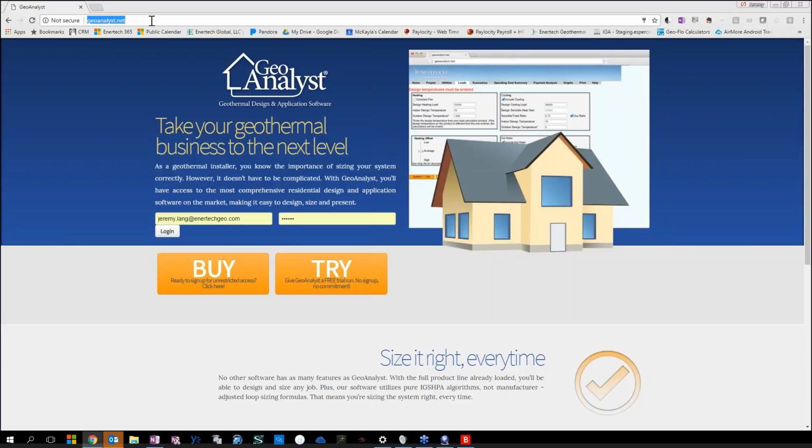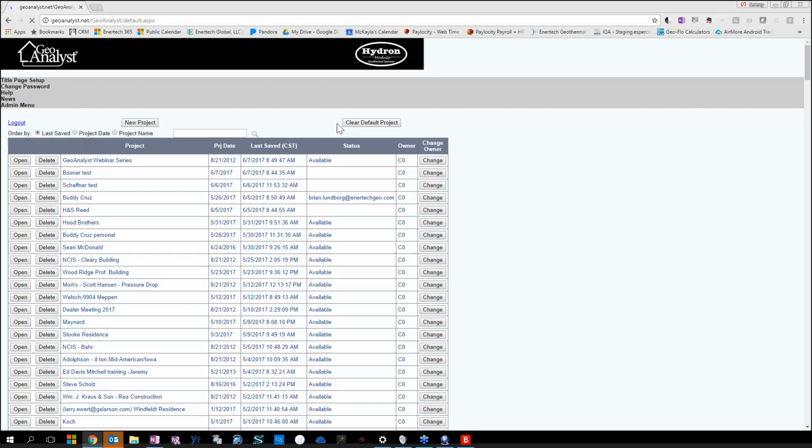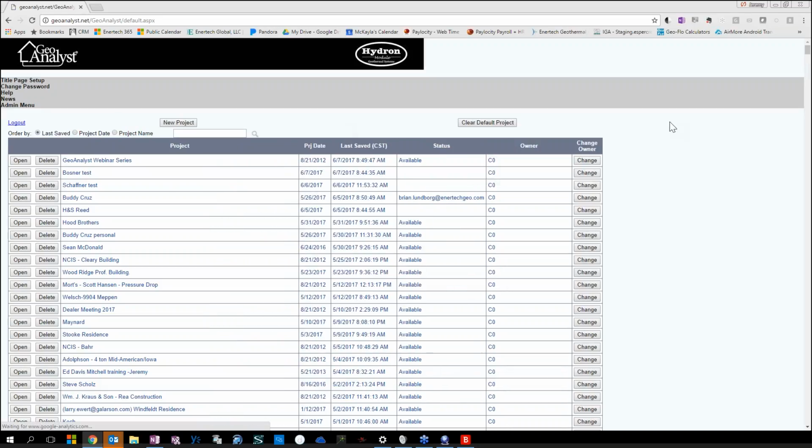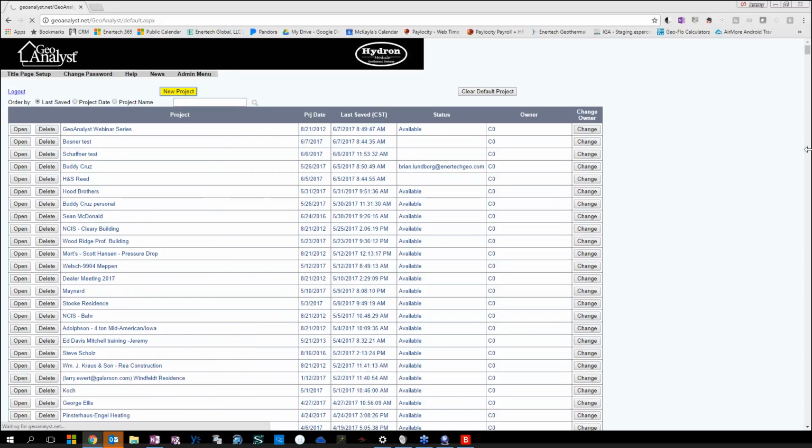GeoAnalyst is our energy analysis program, and it's available at geoanalyst.net. You can purchase the program or try the program, and we're going to go ahead and just get logged in here. The first step to doing the GeoAnalyst report is a manual J load calculation. So this program does not do load calculations. This program is only for energy analysis or system selection, basically a simulator for the operation of that geothermal system.